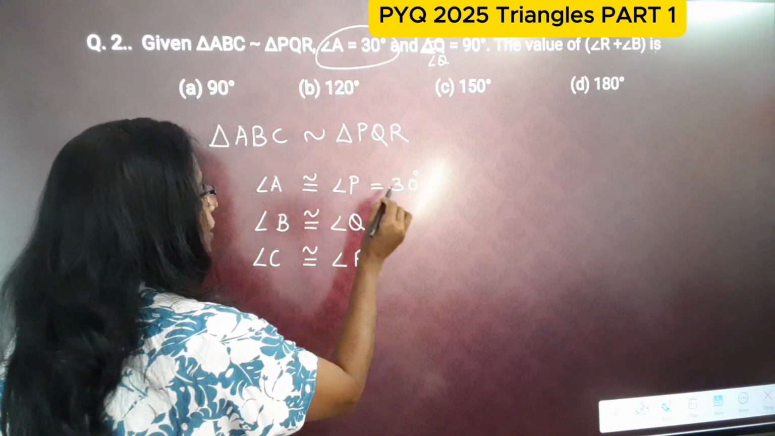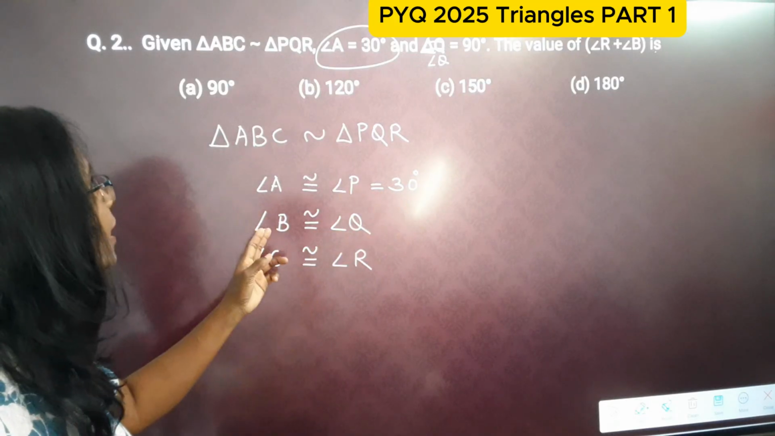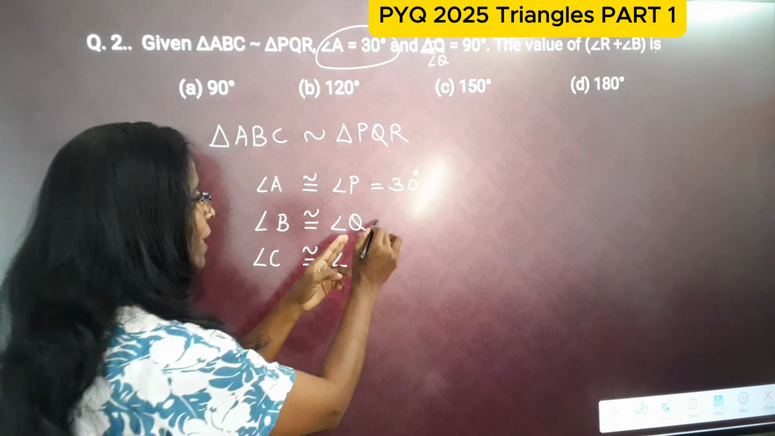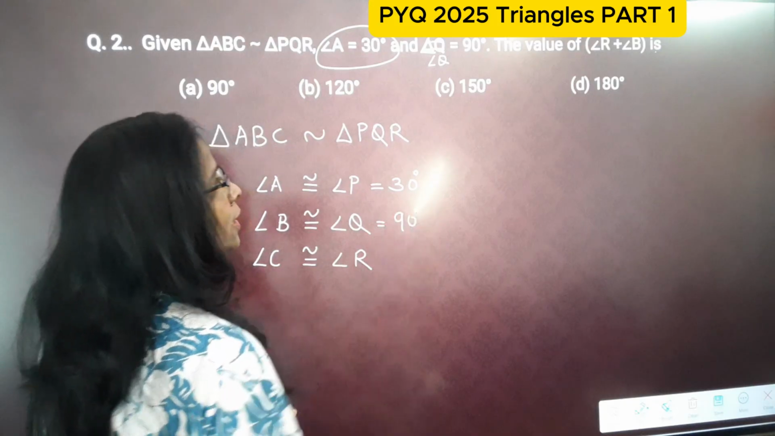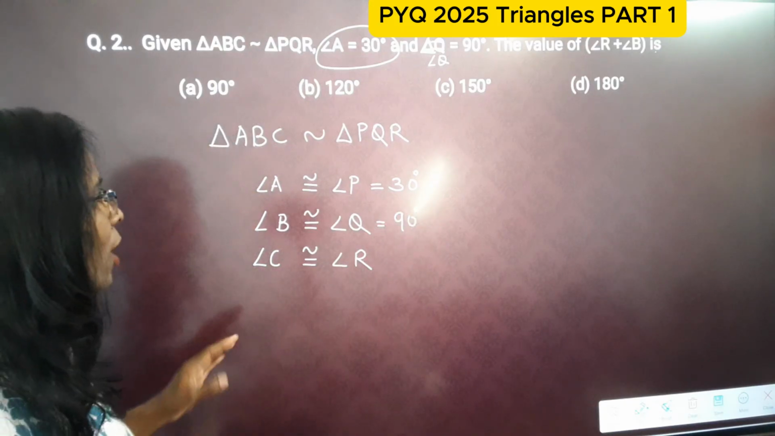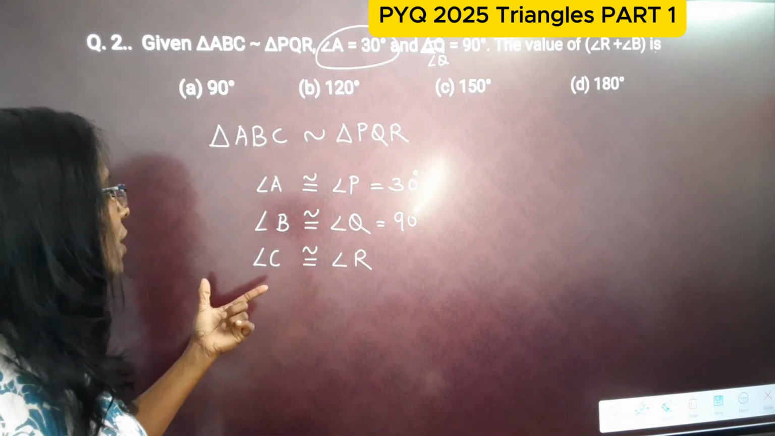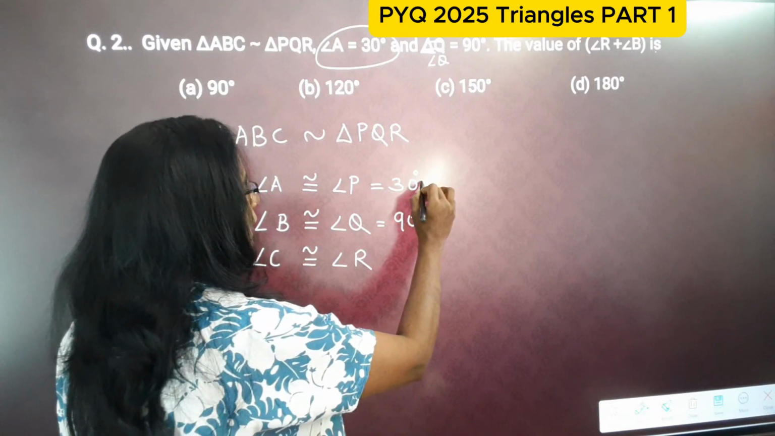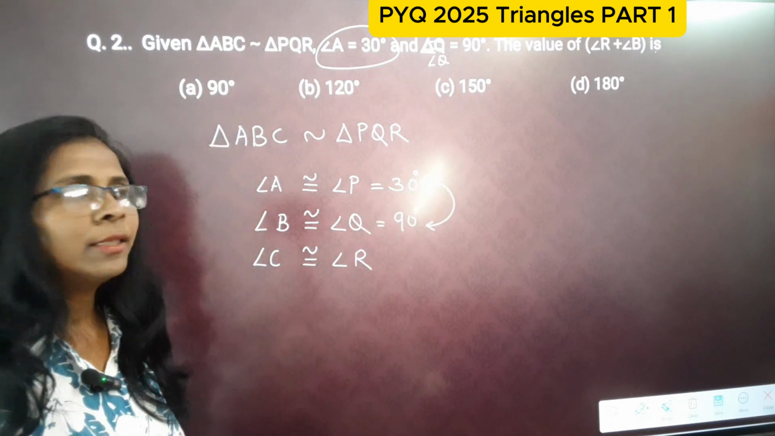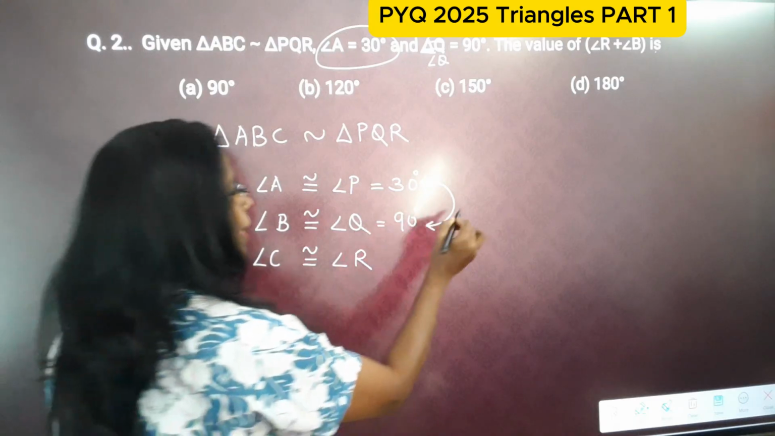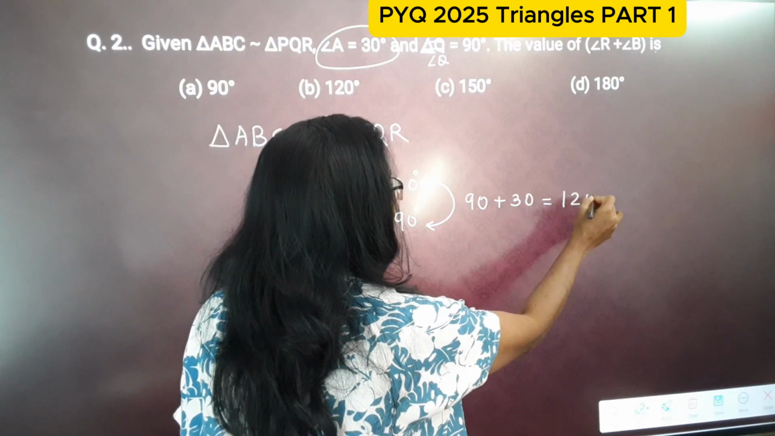Then the measurement of the angle P will be 30 degree. Then here angle Q is equal to 90 degree, that means angle B is also equal to 90 degree. Okay, so now what about the angle C and angle R? See the addition of these two measurements of the angles is 90 plus 30, and that means 120 degree.